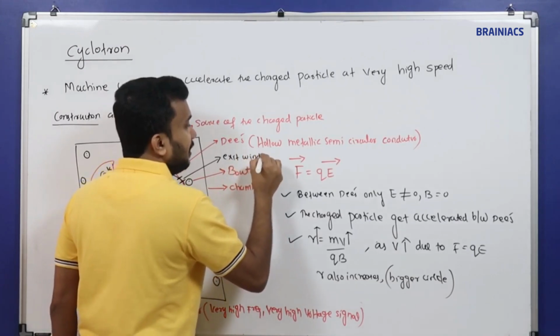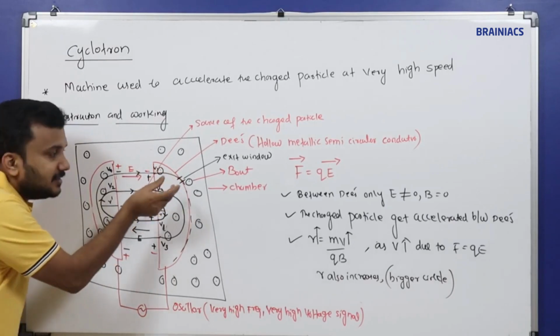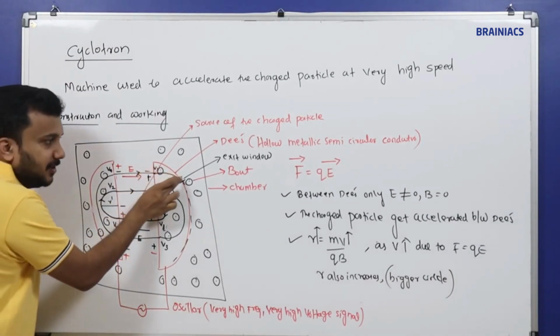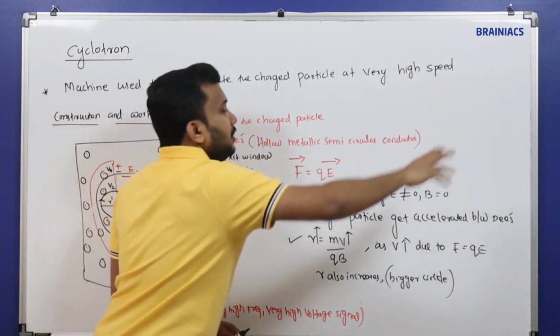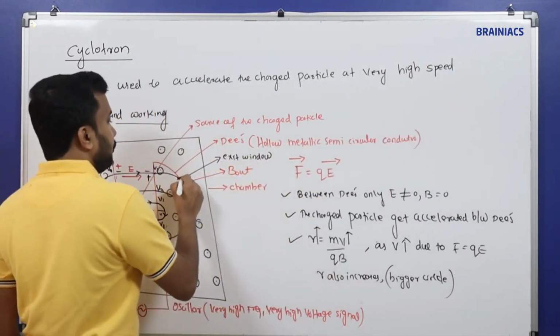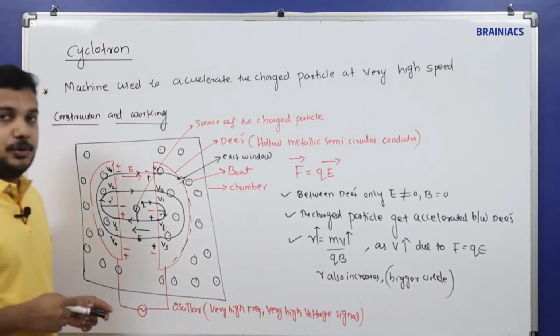You can see something called the exit window. Once it touches this disk, there is placed something called an exit window. So through the exit window, the charged particles will go out.